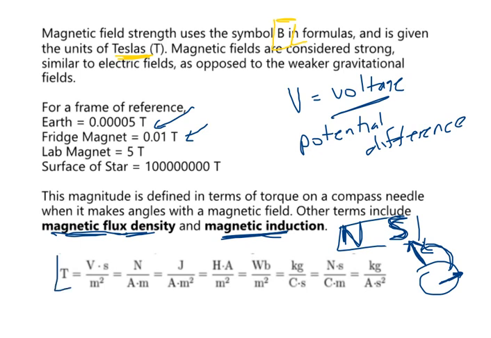This is what a Tesla is, a T. In theory, all of these are equivalent to a Tesla. It's insane that you'd have to memorize them all. So please don't worry about knowing them. But a Tesla could be a Newton per amp meter. It could be a Weber per meter squared. I don't even know what a Weber is. It could be a kilogram per amp second squared.